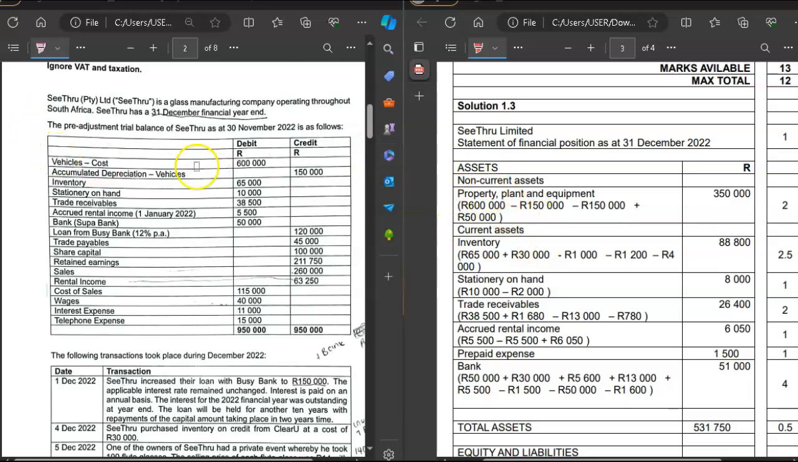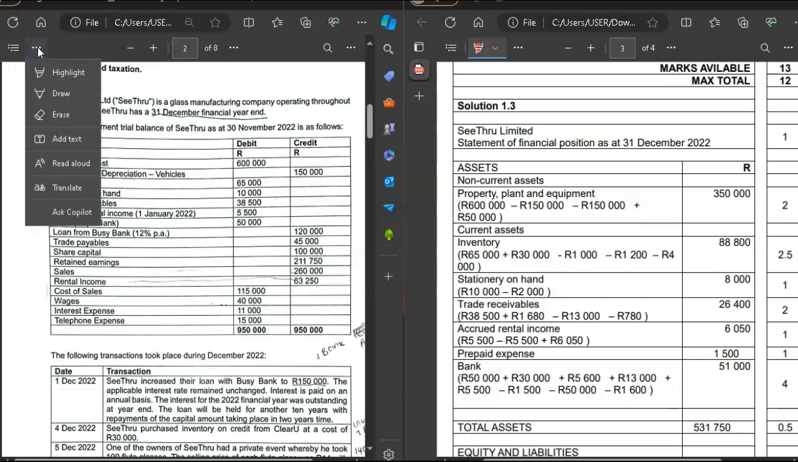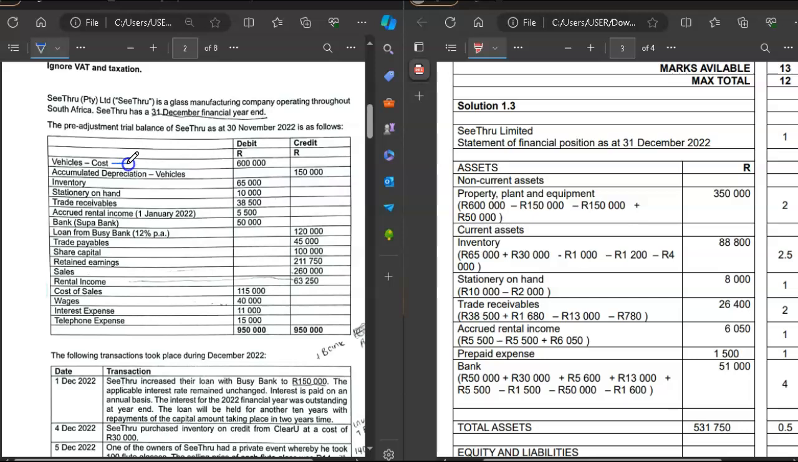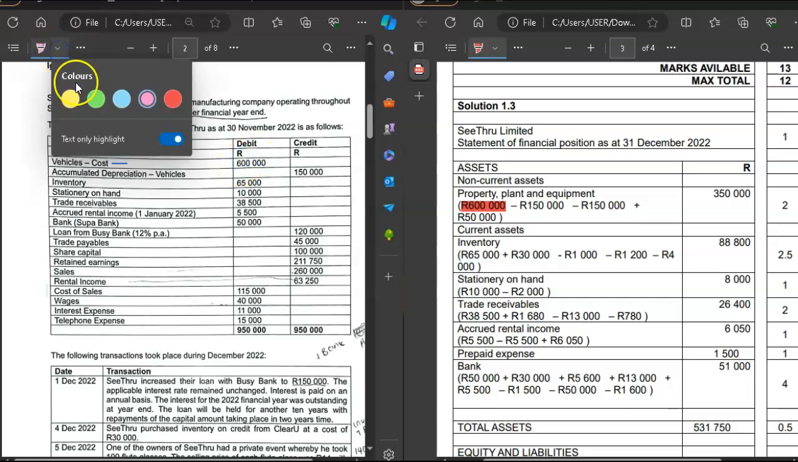So the first thing now, vehicles, 600,000, right? This amount of your 600,000 vehicles at cost. First thing I'm going to do, vehicles is a non-current asset. Now they said over here property, plant and equipment. That's the same thing as saying vehicles. So even if you want to do vehicles, you can put that there. Vehicles, and put the amount of the opening balance, which is 600,000. This is done, right? So that amount is done. I don't know why it's not working, but yeah, that's done.